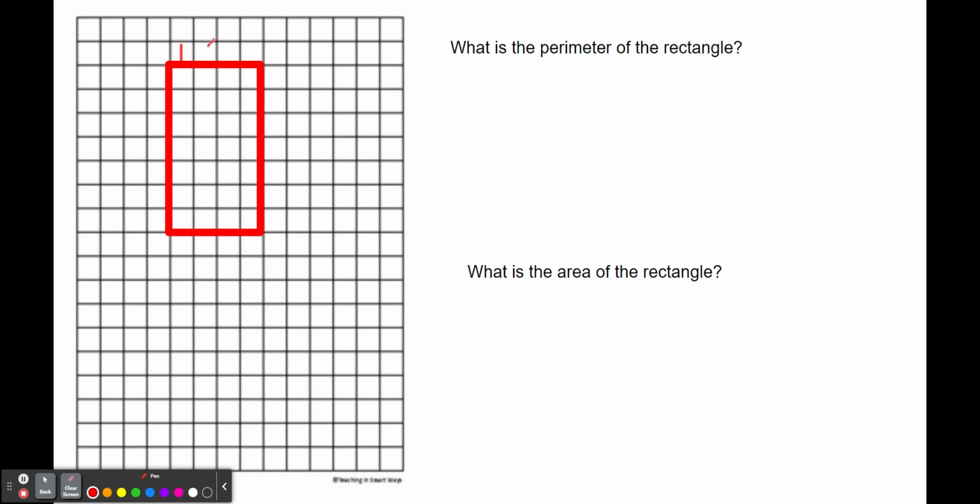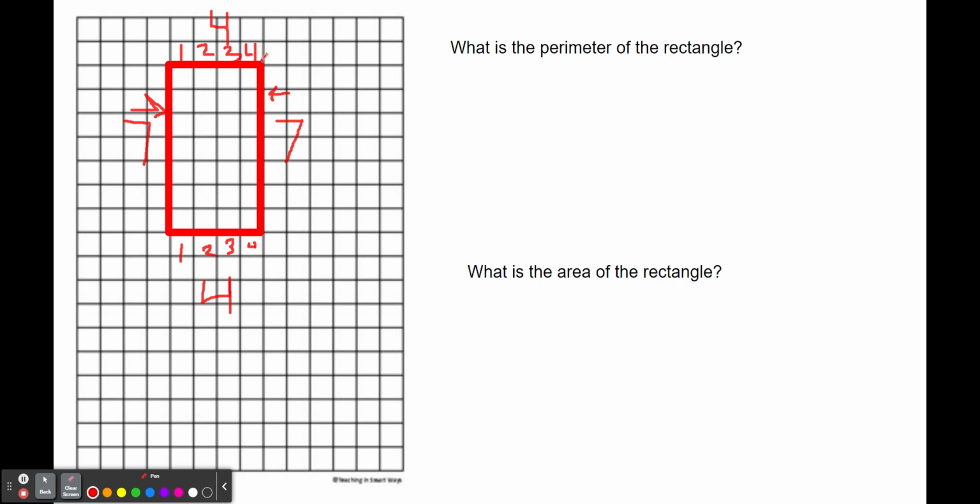So over here, I have 1, 2, 3, 4 units. So over here, I also have 1, 2, 3, 4. So this length is 4 units, and this length is 4 units. Now on the other side, 1, 2, 3, 4, 5, 6, 7. So I have 7 units, and then I have 7 units. And because this is a rectangle, rectangles have the same length on opposite sides. So if this side over here is 7, then the other side is also 7.